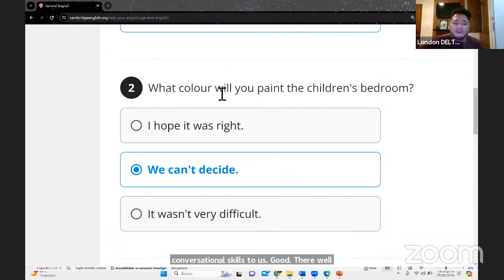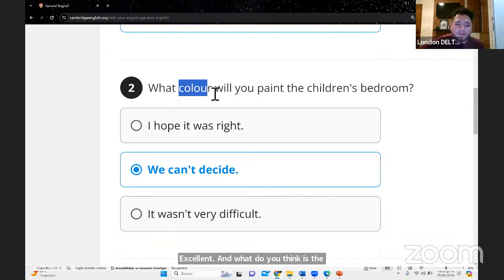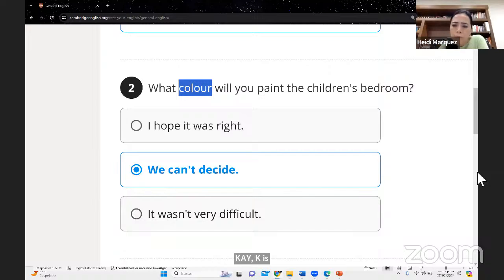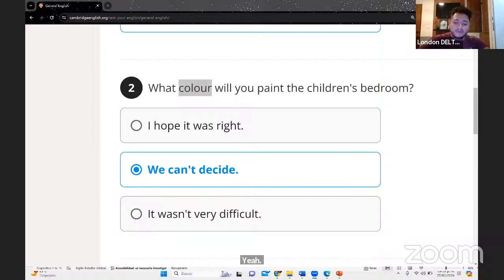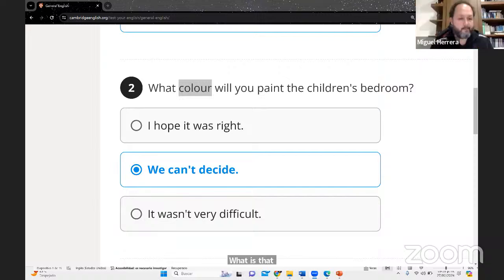Excellent. And what do you think is the word color? ¿Qué creen cuál es la función o a qué grupo pertenece la palabra color? ¿Qué es color? Adjective. Bueno, un color, es decir, si yo digo, por ejemplo, el carro es amarillo, car is yellow, entonces sí es un adjetivo. Pero la palabra color, no un color, la palabra color, right? The word color, what is that? Yellow. It's a noun. Exactly. It's a noun. Very well.